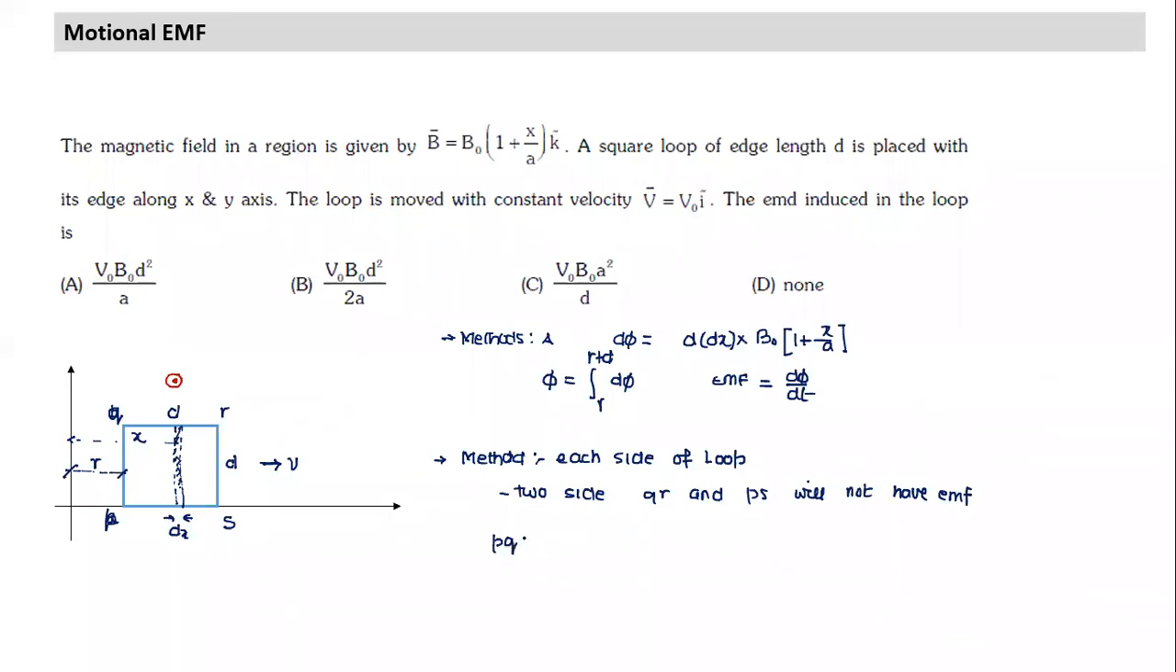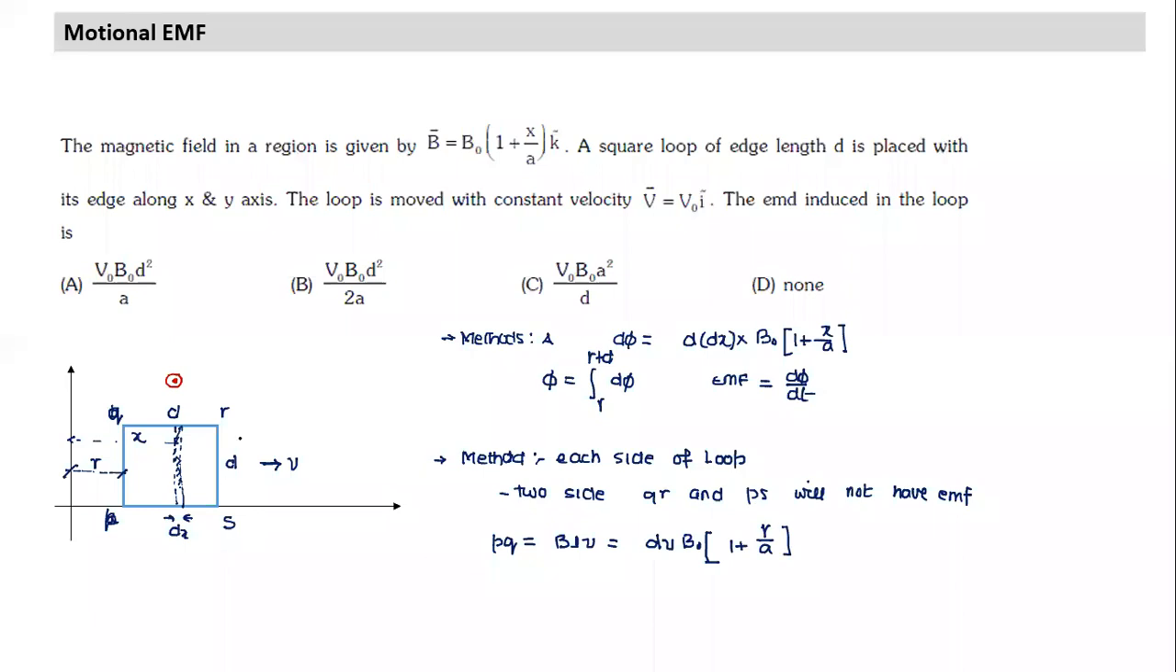That is easy. That is BLV, since all 3 are mutually perpendicular. So the only thing is, what is B at a distance R? That's what I'll write. Length L is D here, velocity is V, and B at a distance R is what I'll substitute here. This is equal to B naught times 1 plus R by A.